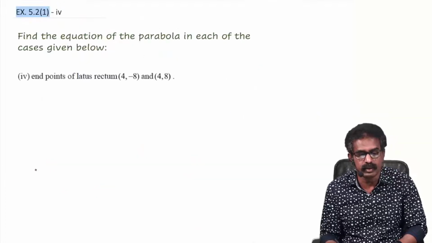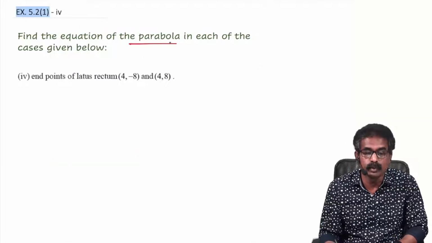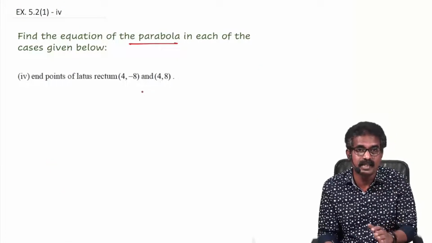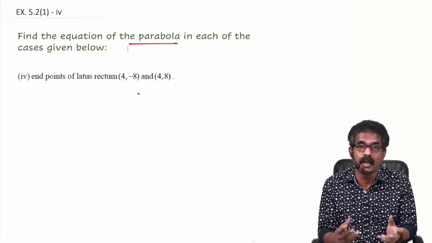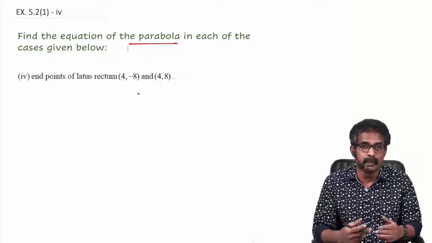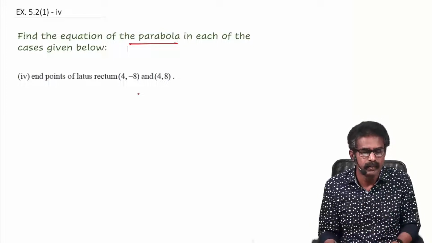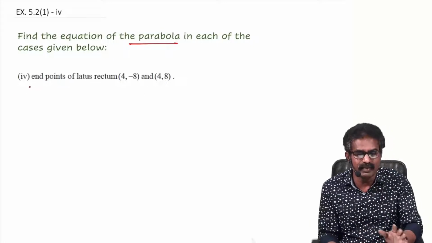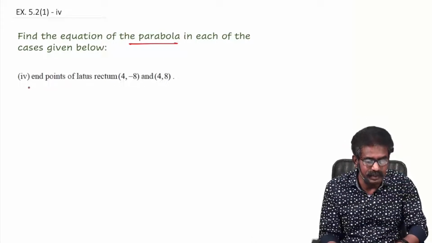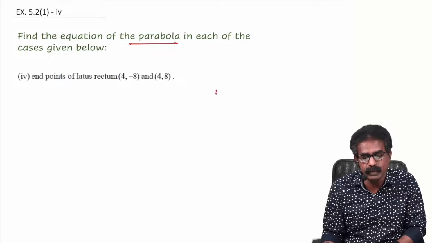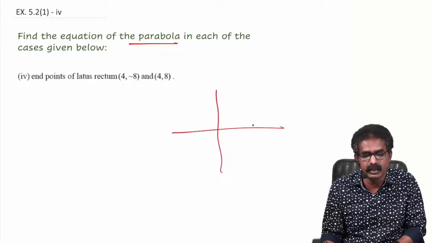Now let's go for the next question. Again, find the equation of parabolas. In each case, they have given different values, right? So what are the things they have given? Based on that, how to find the equation of the parabola. So that skill you develop, okay? So see what is given here? Entirely different. End points of the latus rectum are given. Listen here. End points of the latus rectum.